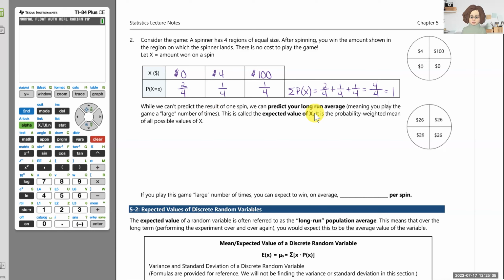So the expected value of the random variable is what it averages out to in terms of money per spin if you spin this wheel a large number of times. All right, so let's see what that looks like in action here. So here's our formula. So E, capital E for expected value of X, so function notation, E of X, expected value of X. And it's also called the long run average or the mean of the random variable. So it will be the population mean of the random variable X.